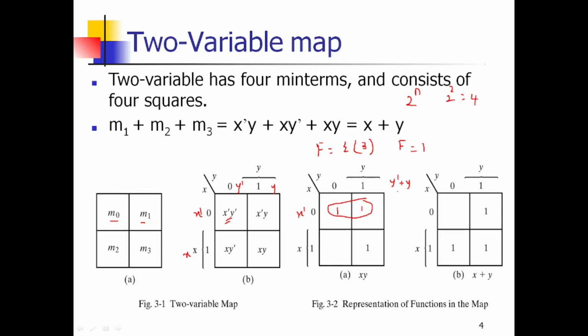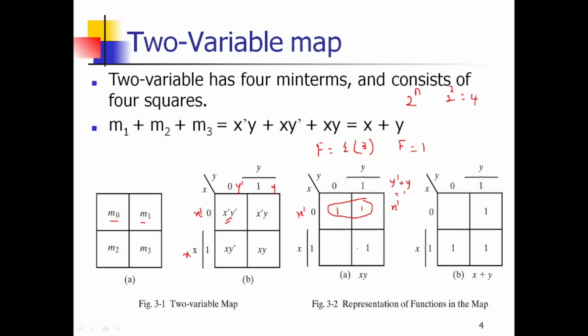So this is said to be 1. And what is the row variable we are having? It is x dash. So we will be having x dash. For this pair, the Boolean function is x dash only.